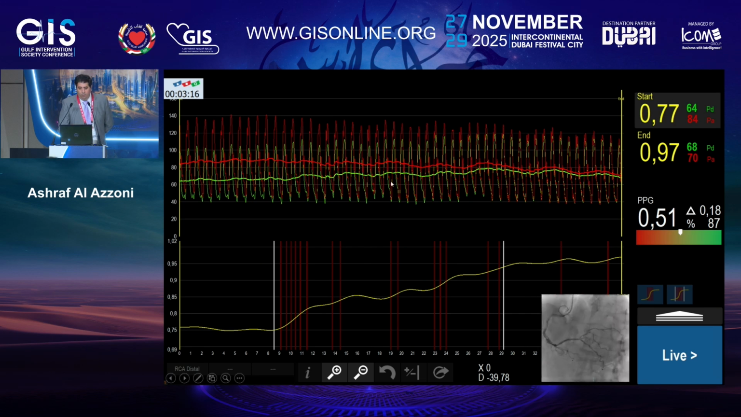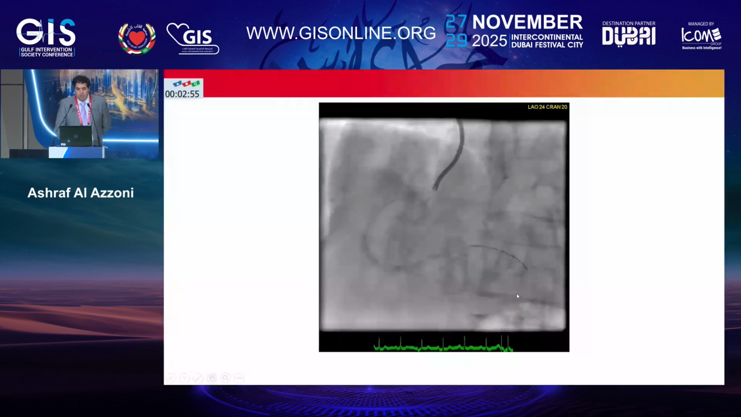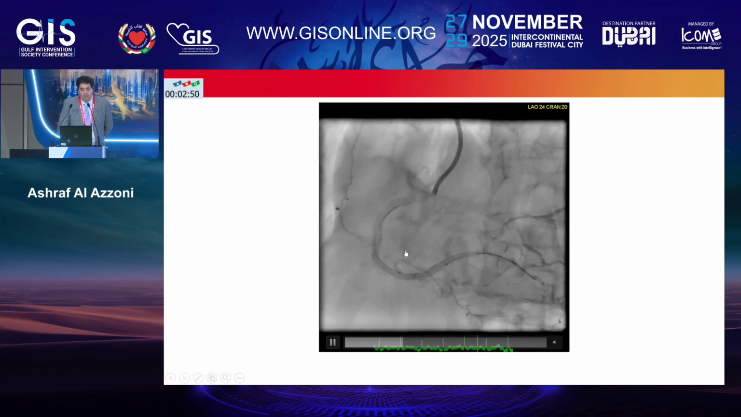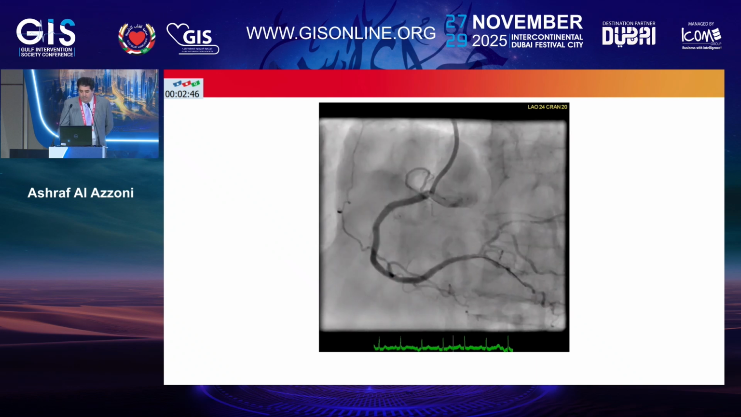So if the FFR was here 0.77, how much it will be here when you reach to that level, when you do PCI from this point to that point. And also it will tell you in percentage wise how much you expect improvement in the FFR if you do PCI from point A to point B. So in a way, it really helped us in this case actually plan our PCI, and we ended up stenting longer than we would have done with angiography alone, and we had a good result at the end.